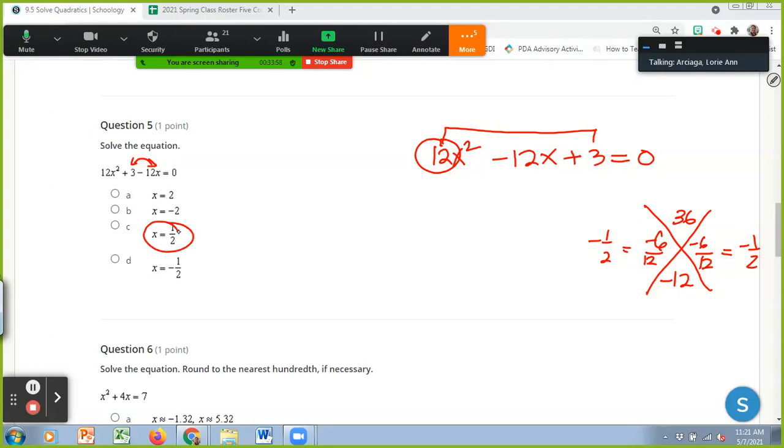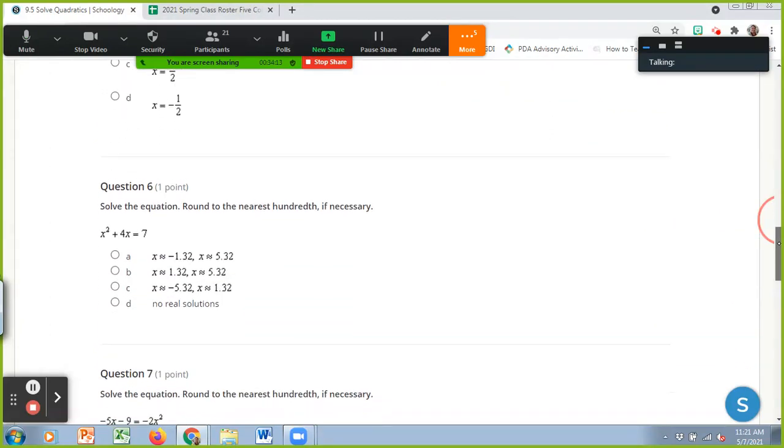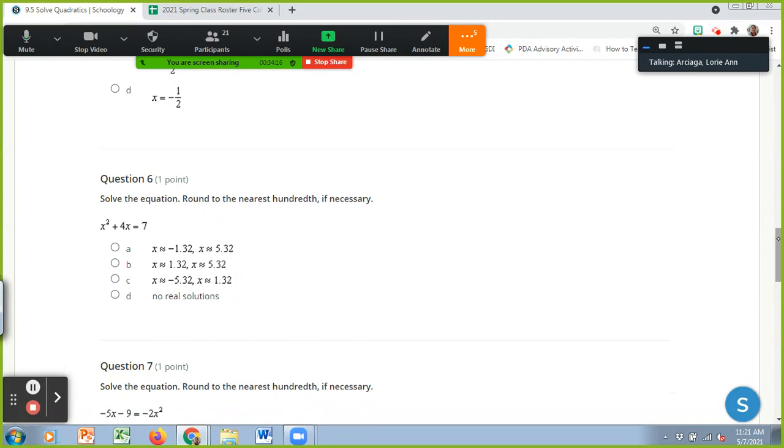All right, okay, let's see. Year 8. Ooh, now it has decimal. Now it has decimal.